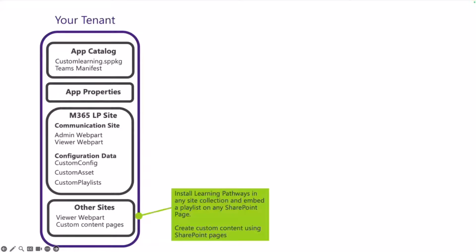And lastly, if you want to use the Learning Pathways web part in other sites in your tenant, like say you want to embed it on your communication site for HR, you can do that. You just need to install the web part in that particular SharePoint site.